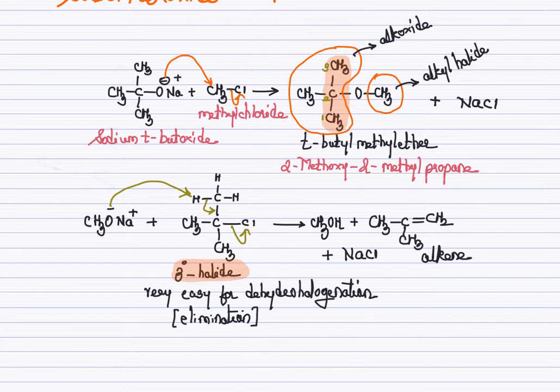However, you have to see to it that when you have to make an ether, the bigger alkyl group is always taken from the alkoxide, and the smaller alkyl group is always taken from the alkyl halide. This is something which you have to know. Otherwise, you end up in getting an alkene if you do the reverse, right?